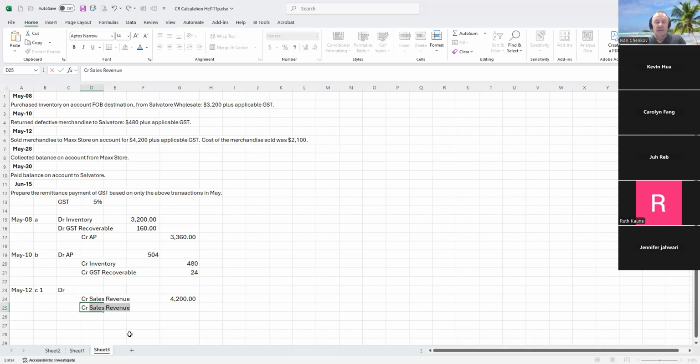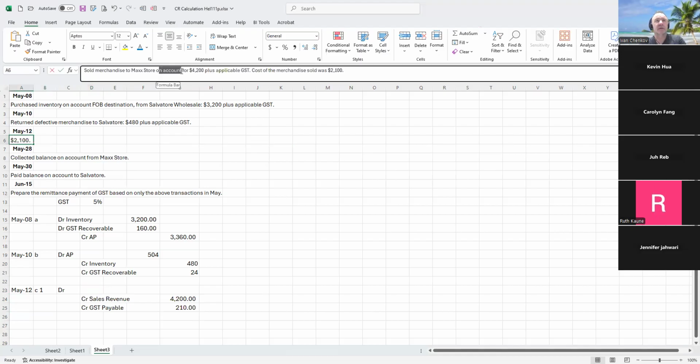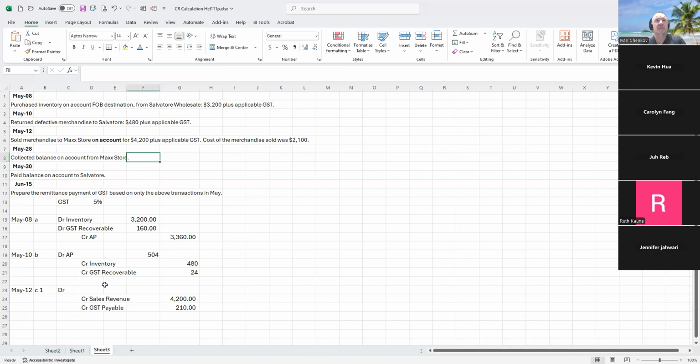What will that be? Credit GST payable. And that will be this amount times 5%. So how much does the client have to pay me? Because it's on account, I'm not collecting anything right now. It's all on account. So how much does the client have to pay me? 4,410: this amount plus that amount, 210.